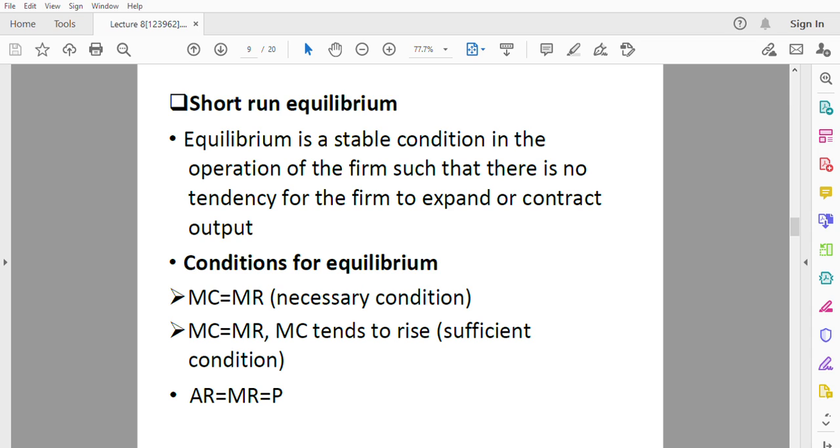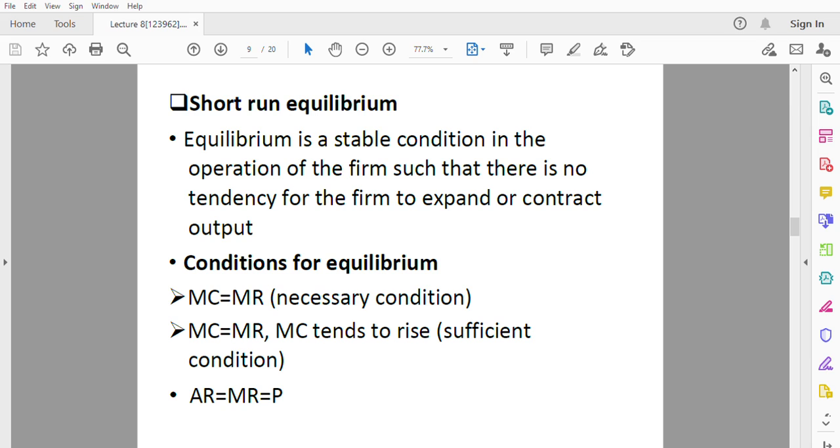Equilibrium. I believe you've heard the word equilibrium before. Equilibrium is a stable condition in the operation of a firm such that there is no tendency for the firm to expand or contract output. So equilibrium is a point where there is stability. At equilibrium, we have a price that does not really change and a quantity that does not really change.